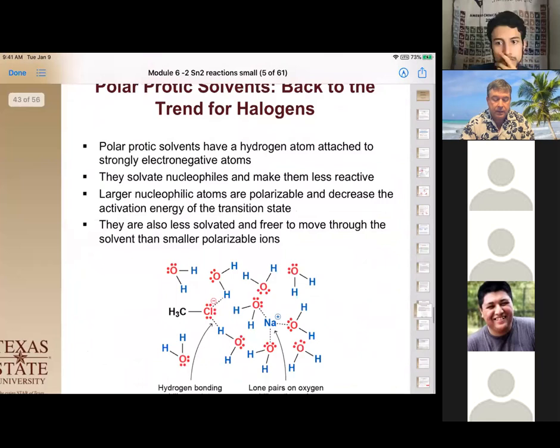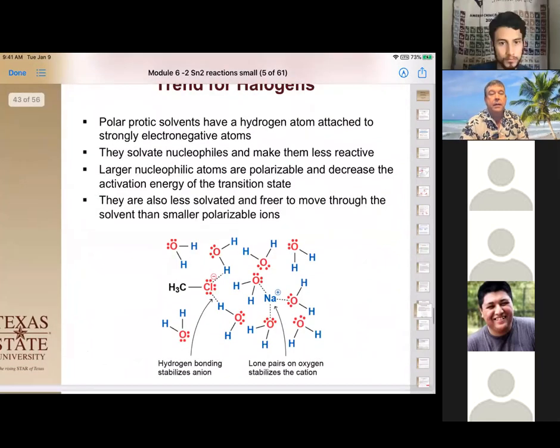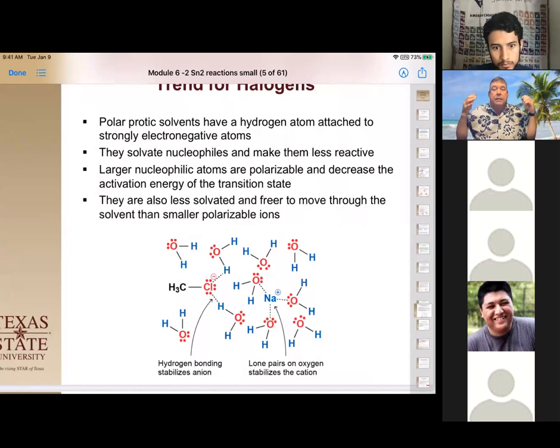So this is true until we have the halogens, okay? When we solvate the halogens in protic solvents, the solvated nucleophile makes them less reactive. The larger nucleophilic atoms that are polarizable decrease the activation energy of that transition state, and therefore the less solvated, freer molecules move through the solvent more than the smaller polarized ions.